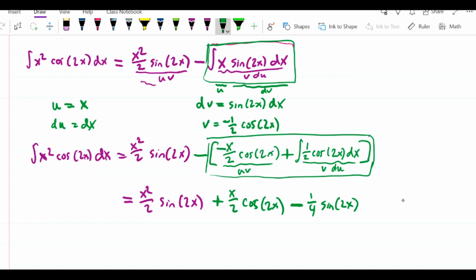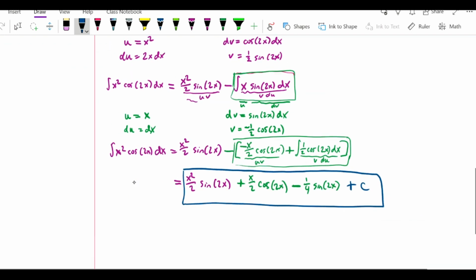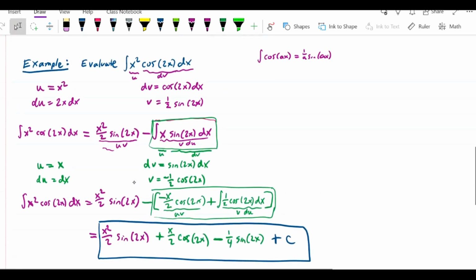So I have this, and now we're actually at the end of the problem. So we can just write the solution. Since this is an indefinite integral, that's a plus c, and there we go. That is the indefinite integral of x squared cosine of 2x dx.